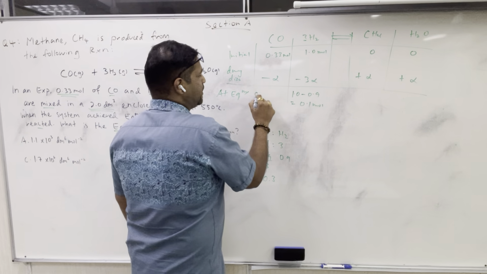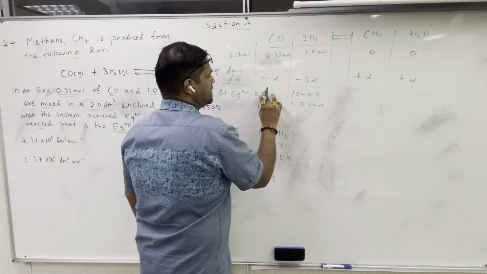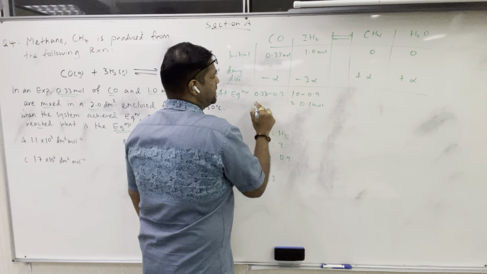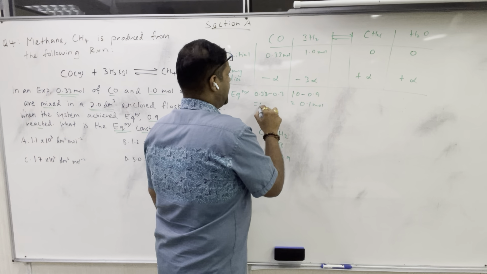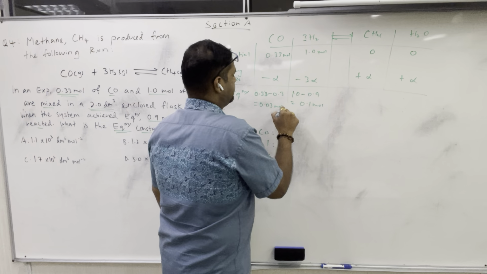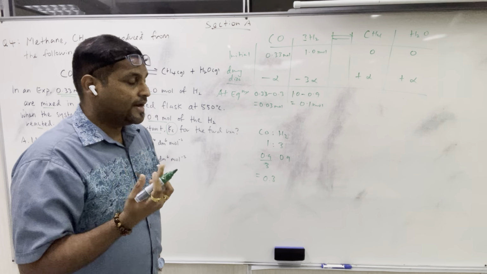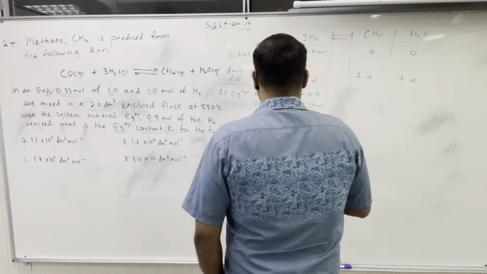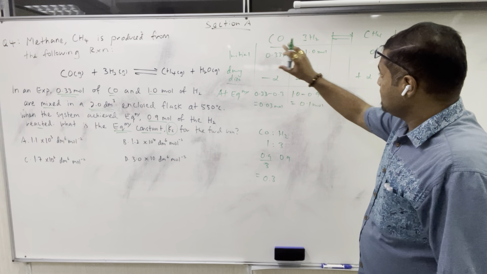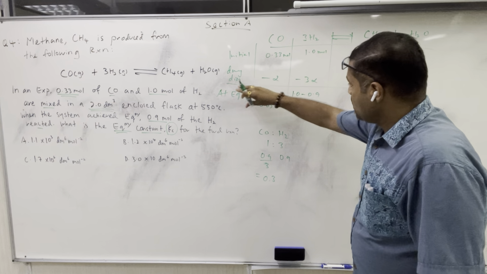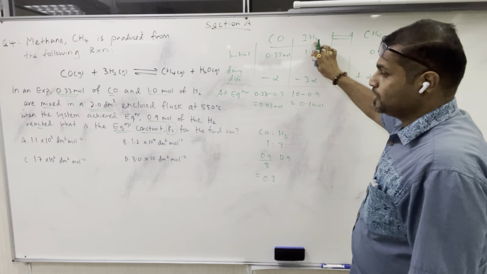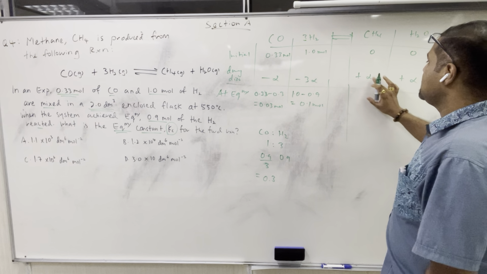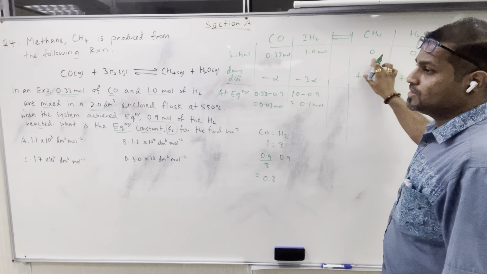So we take the 0.33 mole minus 0.3 mole, right? What we get here is 0.03 mole remaining at equilibrium. So we have already found the equilibrium number of moles for carbon monoxide and hydrogen for the reactant part. What about the product side? For the product side, you have to understand that initially it is 0 because it has not yet reacted.